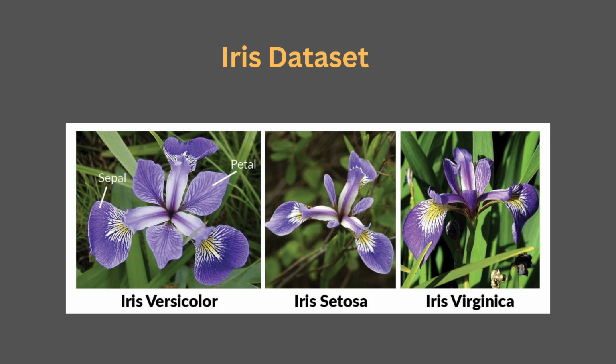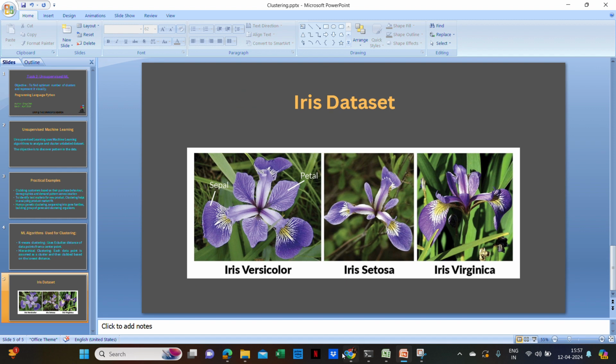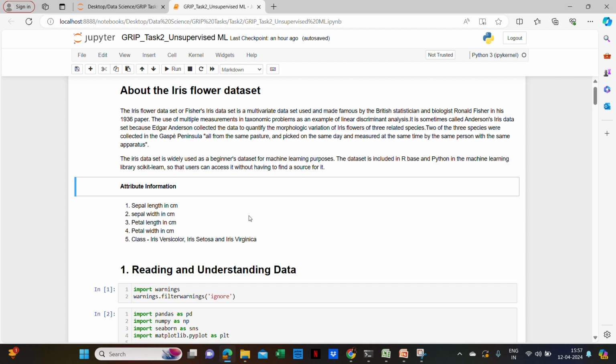The dataset contains 150 samples of flowers, 50 samples of each of the three species, that is Setosa, versicolor, and virginica. The sepal length, sepal width, petal length, and petal width were measured by the same person on the same day at the same time by the same apparatus. So all the samples were collected on the same day when they were measured. Now let's go into the coding part and understand how we can implement and find out the optimum number of clusters by using K-means clustering.